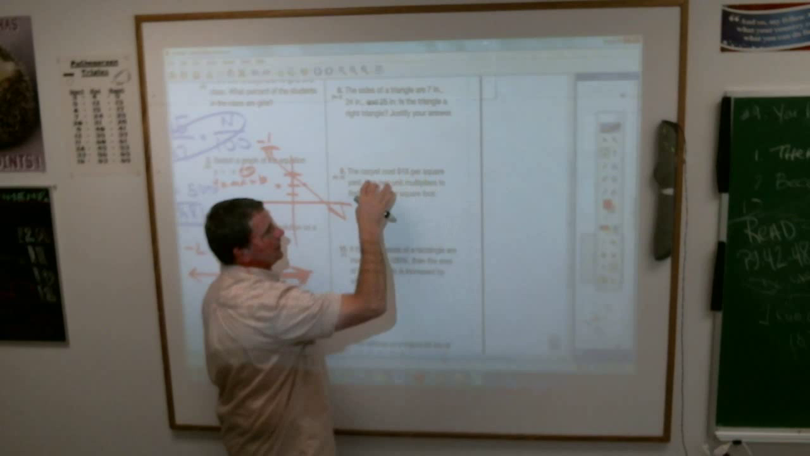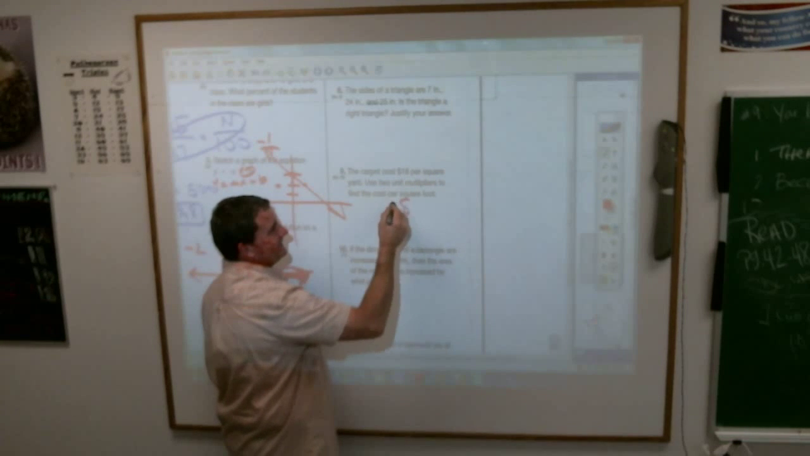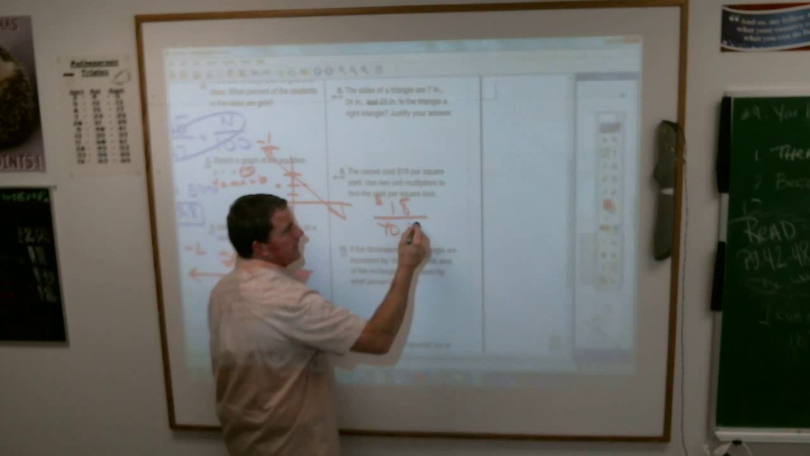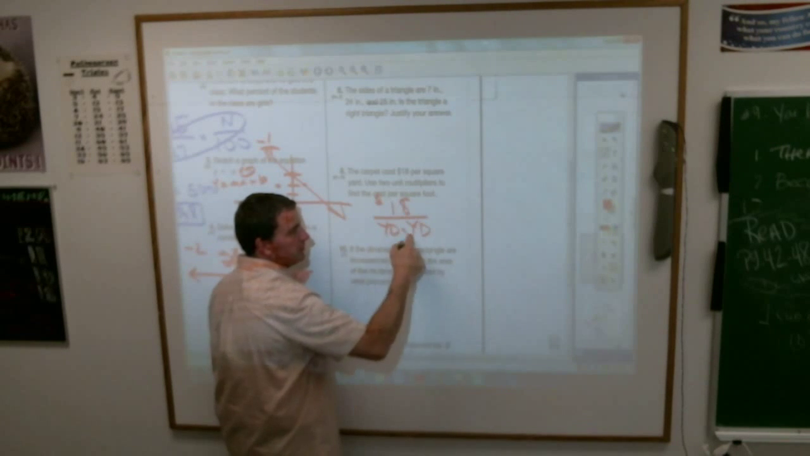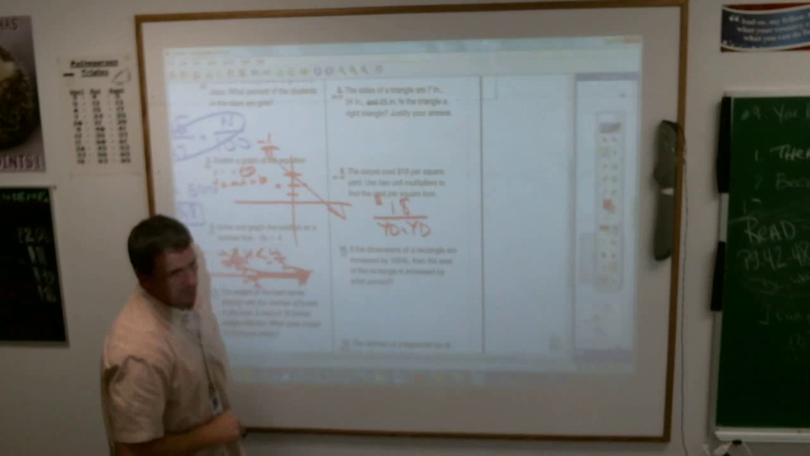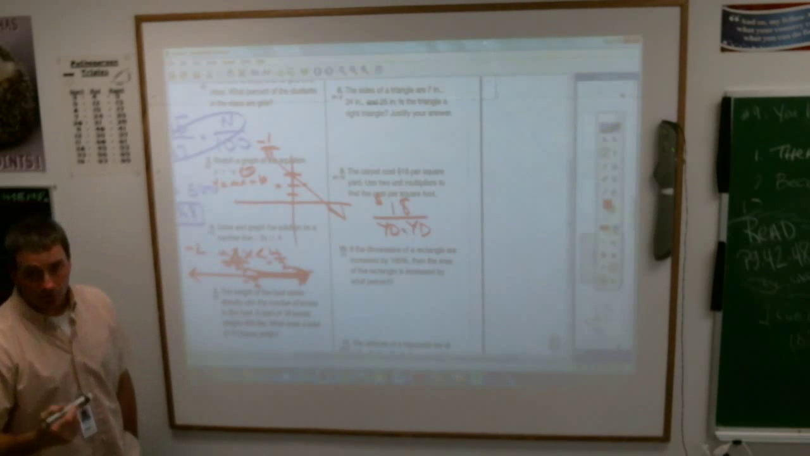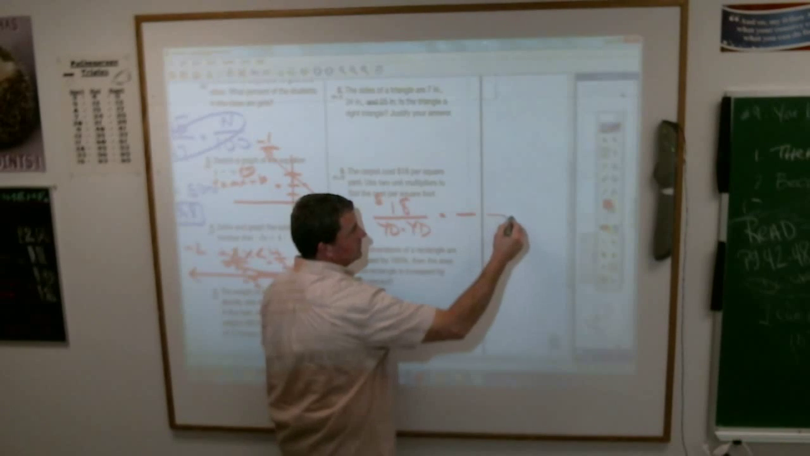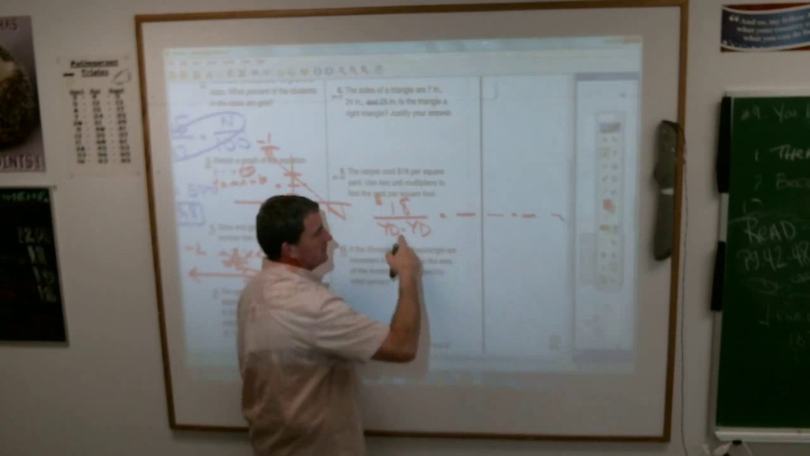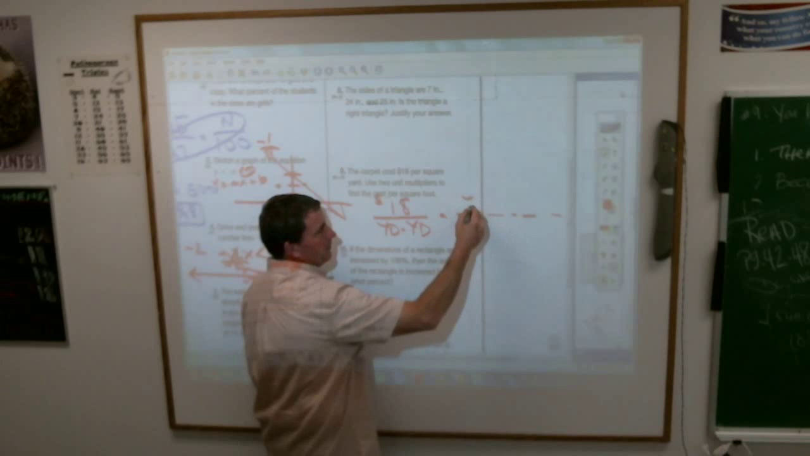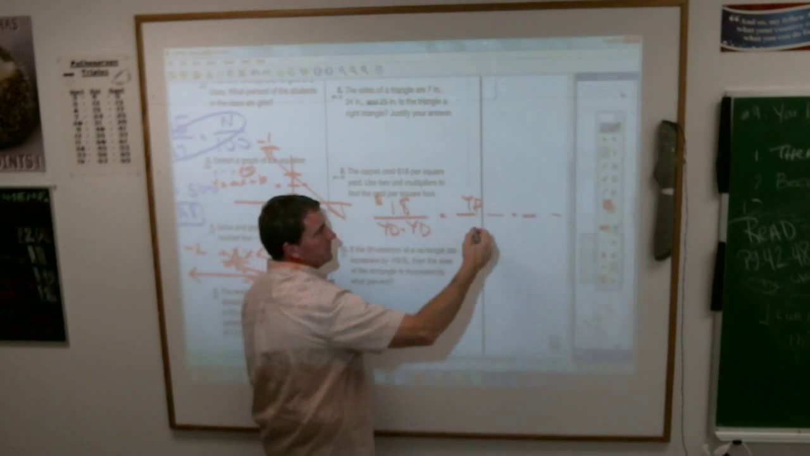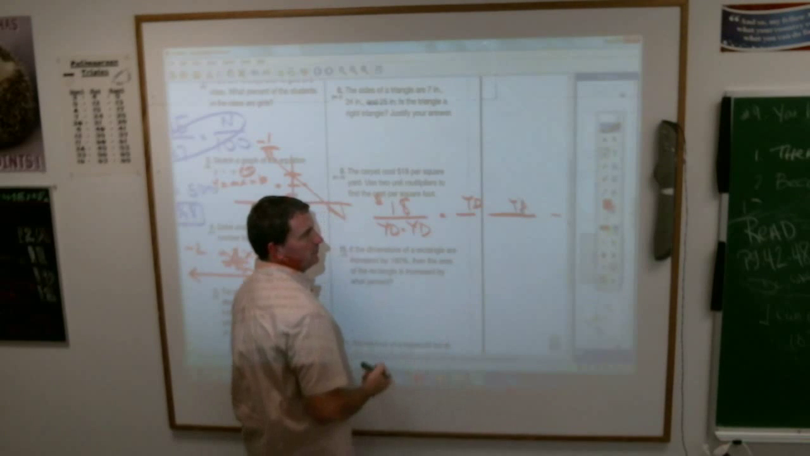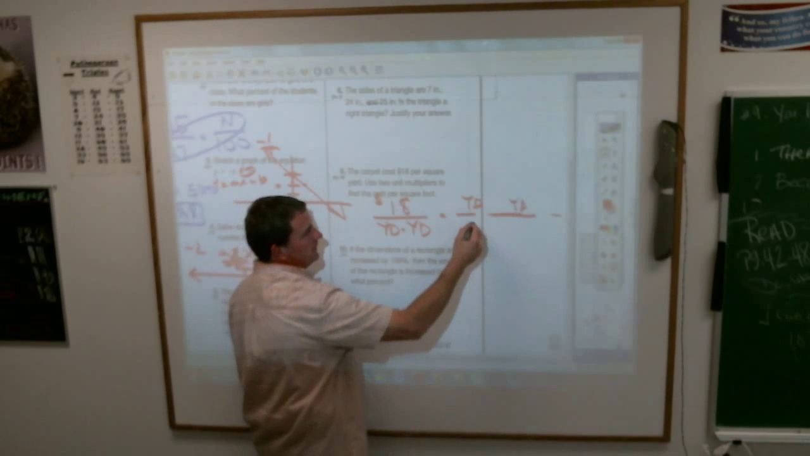$18 per square yard. Square yard, 2 yards times themselves. I'm supposed to change that into feet. In order to do that, I need 2 unit multipliers because there's 2 yards down here. This first one crosses off with the first yard. The second one crosses off with the second yard. What am I converting it into? Feet.